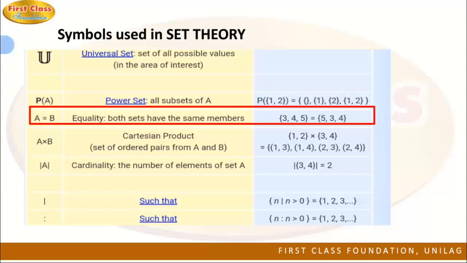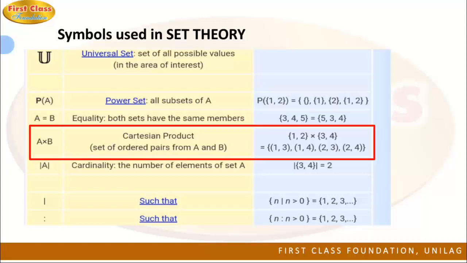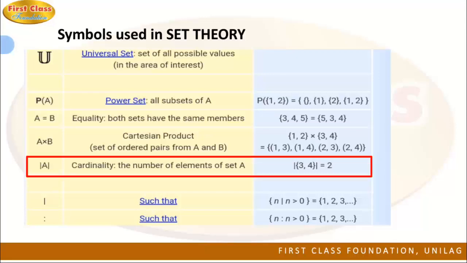So we have the next one, A equals B. So it means there is what? Equality between A and B. They have the same number of elements, equal elements. So we have A times B. That's what? Multiplication of elements in A and multiplication of elements in B. So the next one is what? Cardinality. This could also be represented by small letter n. So cardinality means the number of elements in that particular set.